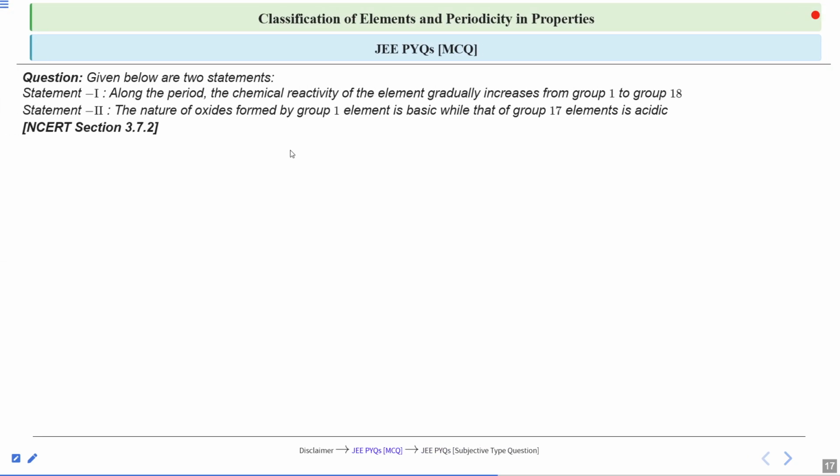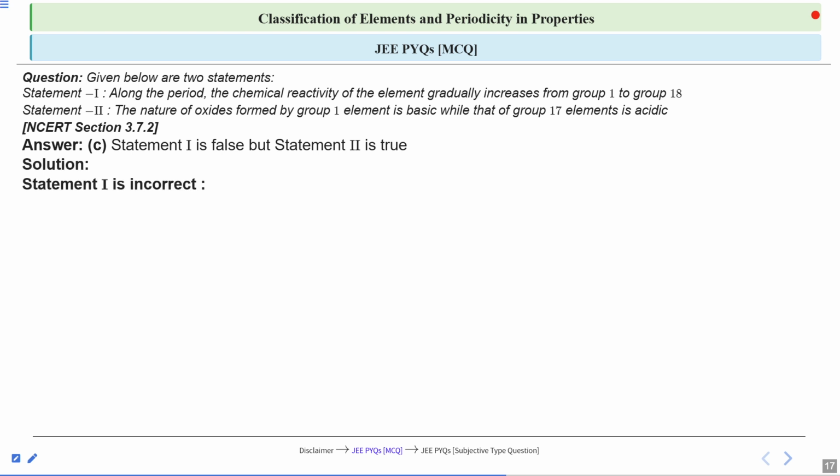So for those who have solved it, the correct statement is C. Statement 1 is false, but statement 2 is true. How will we say it? For statement 1, we know the trend of chemical reactivity. We have already seen it. What is that trend?